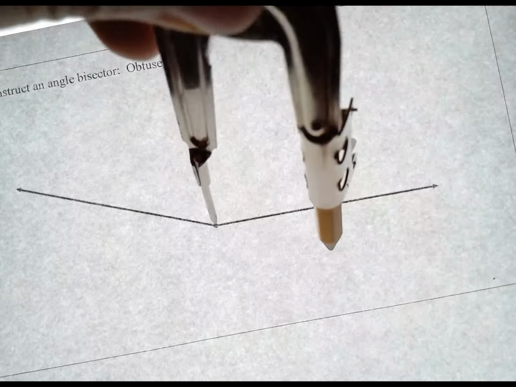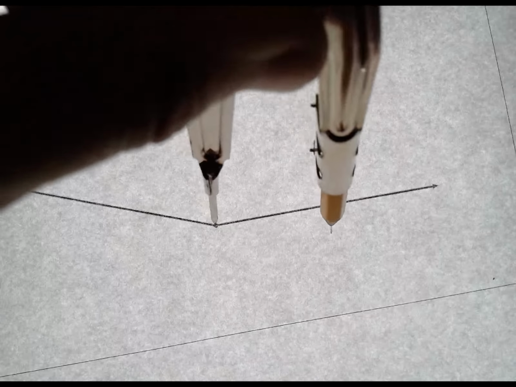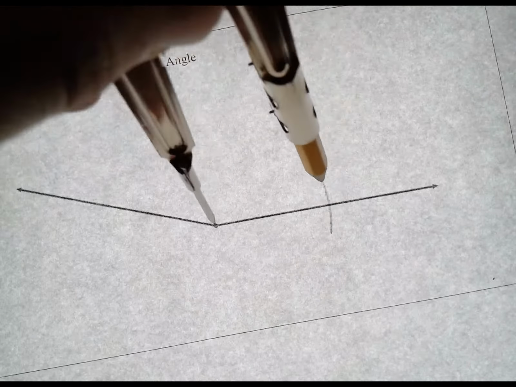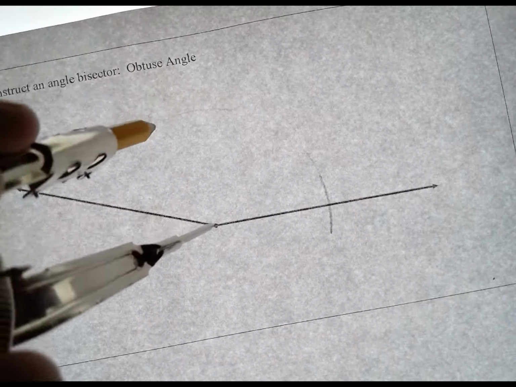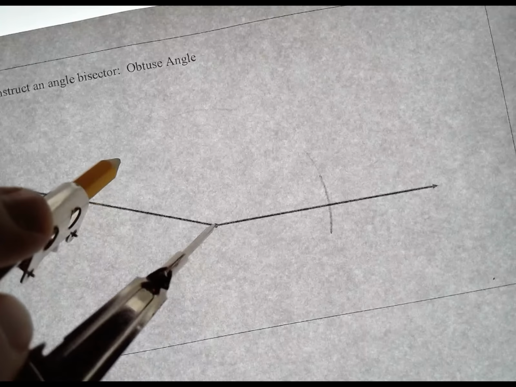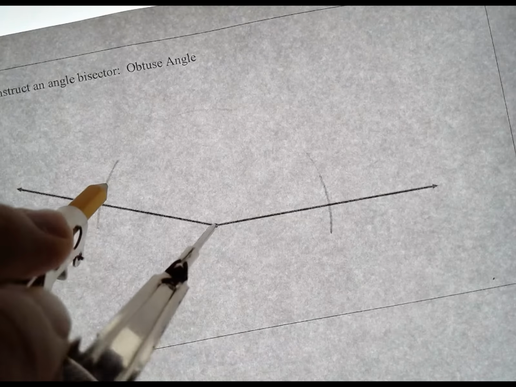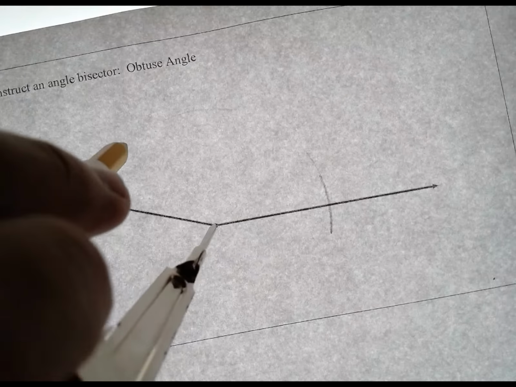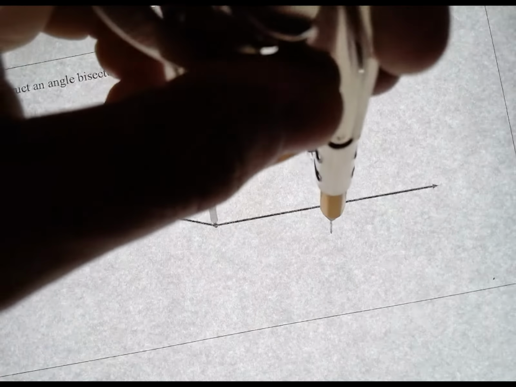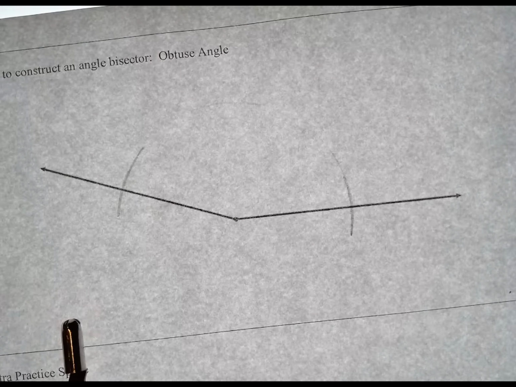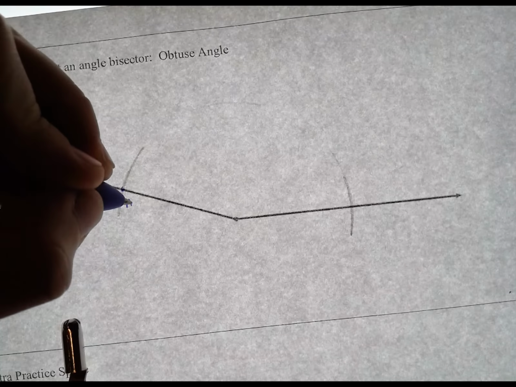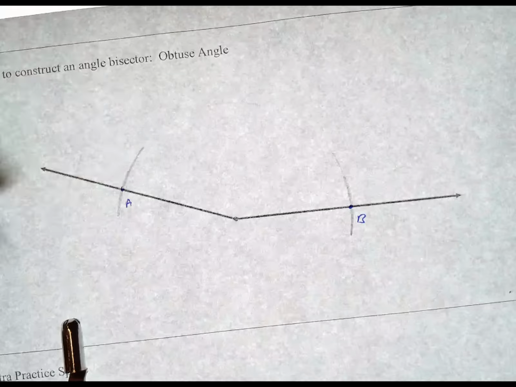You just need to draw an arc so that it hits one of the rays of the angle. You can draw an arc all the way around if you want, or you can just focus on getting over to the other side. I need to make sure that it hits both sides of my angle, both rays that make my angle. Once I've got that, I'll label these A and B.